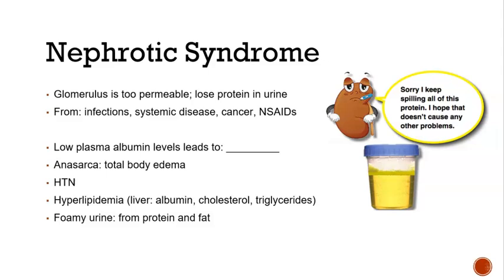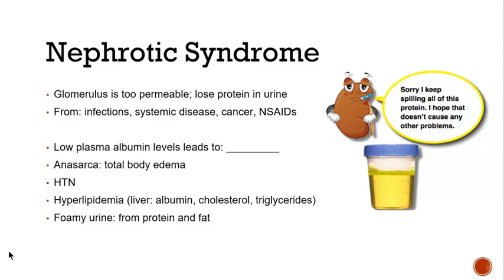Your normal albumin levels are going to be 3.4 to 5.4. The reason we see all of that edema is because of the low levels of albumin in the vascular space. To keep fluid in the vascular space, you need to have protein in the vascular space. So with these low albumin levels, you'll start to see fluid shift out of the vascular space and into the tissues, and that is where we get the edema from.